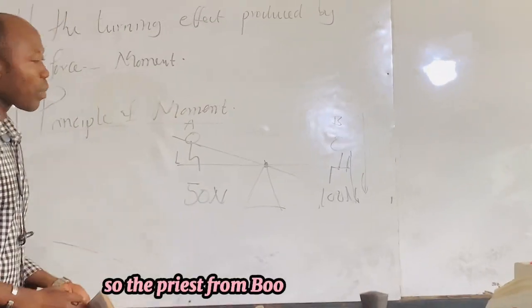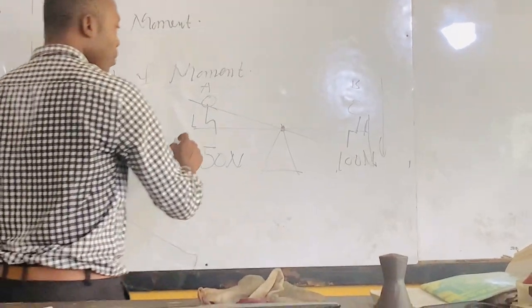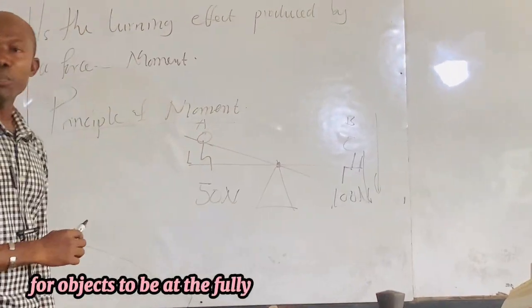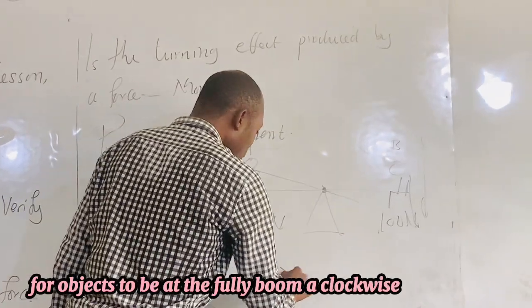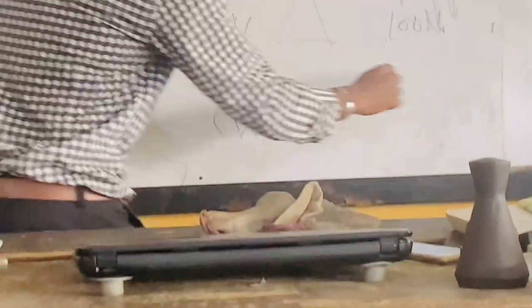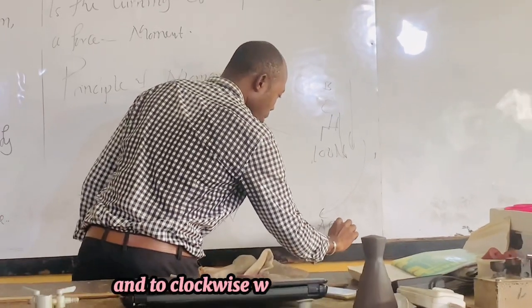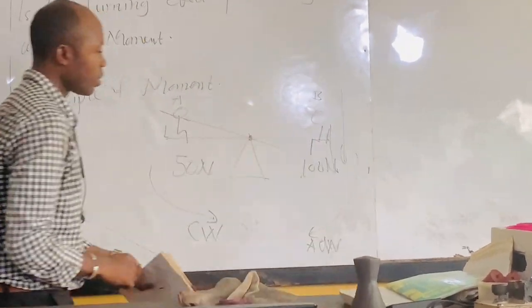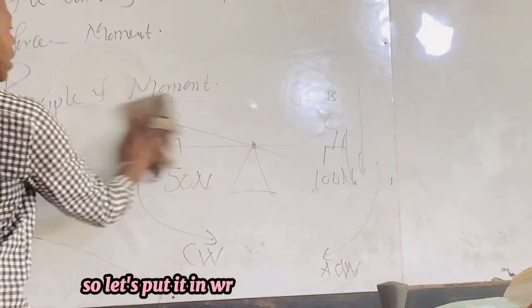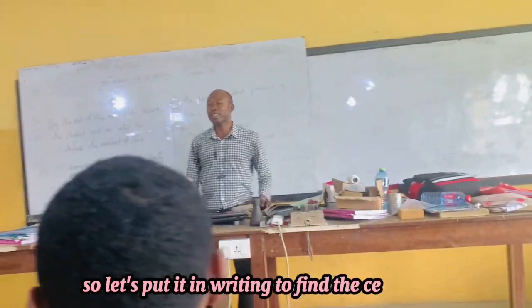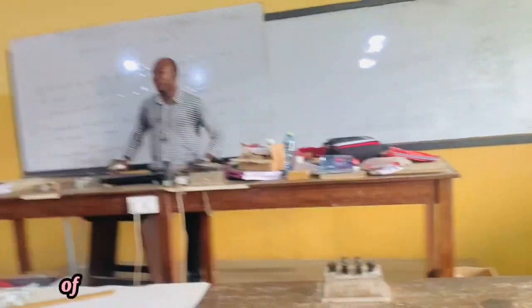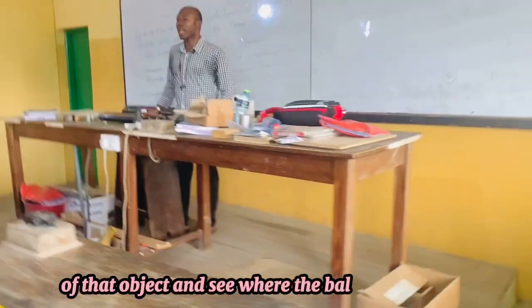So the principle of moments says that for an object to be at equilibrium, the clockwise moment should be equal to what? Anti-clockwise moment, in short. So let's put it into writing to find the center of gravity of that object and see where the balance point will be.